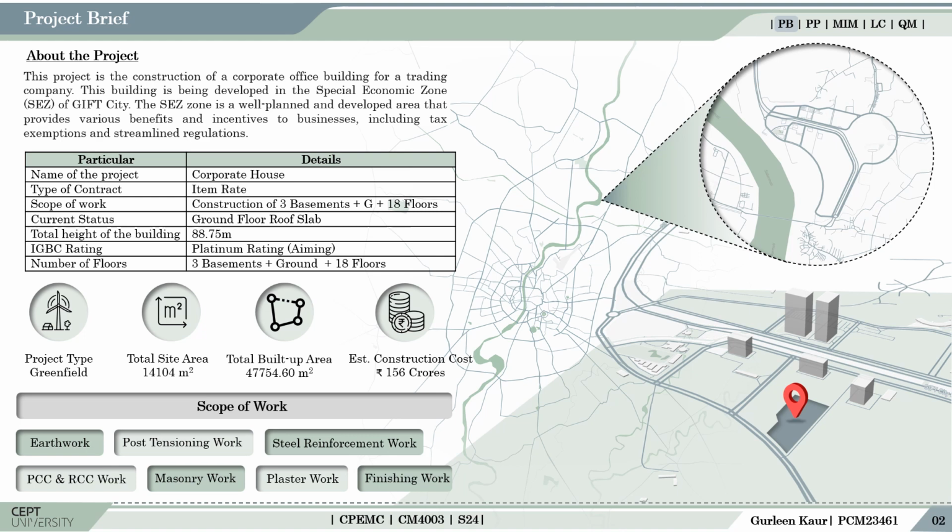The building has a height of 88.75 meters and is aiming to have IGBC Platinum rating. It is a greenfield project with total site area of 14,104 square meters, total built up area of 47,754 square meters, and estimated cost of construction of around 156 crores.